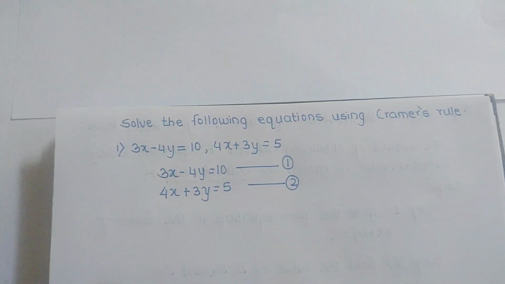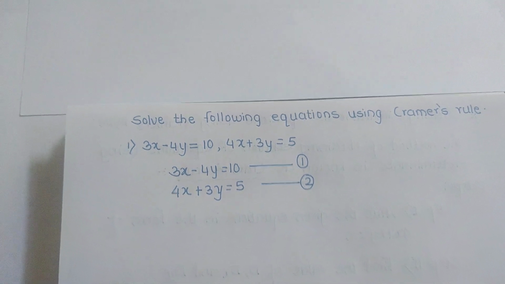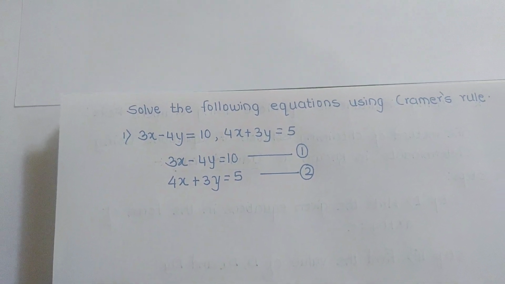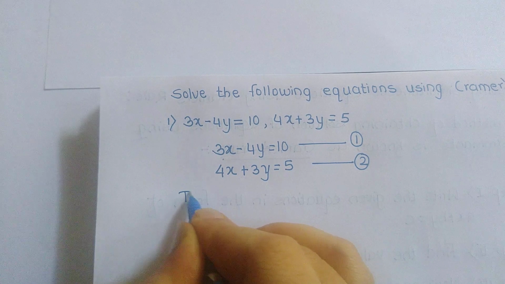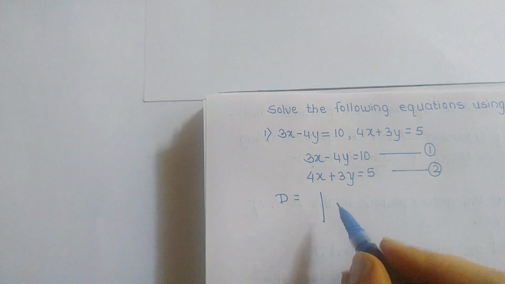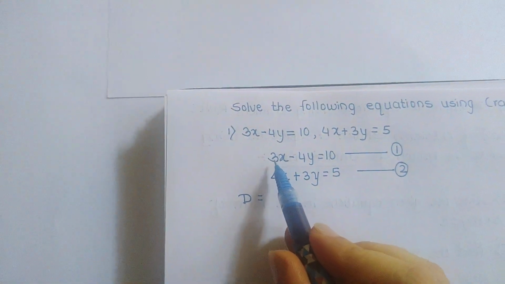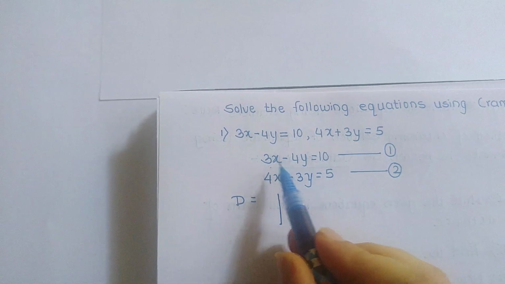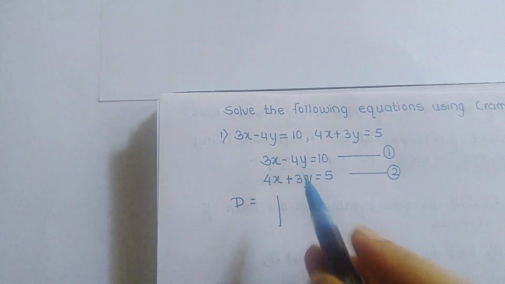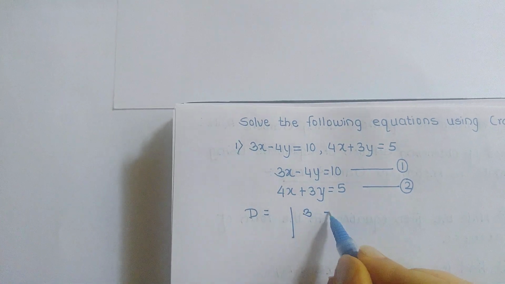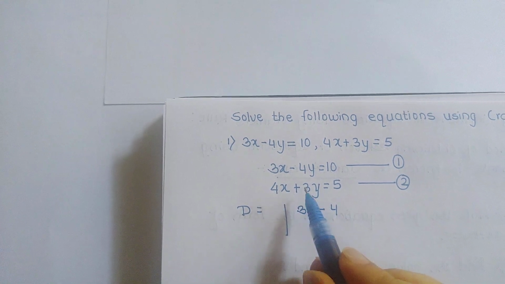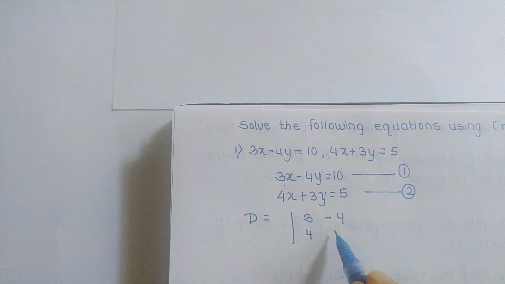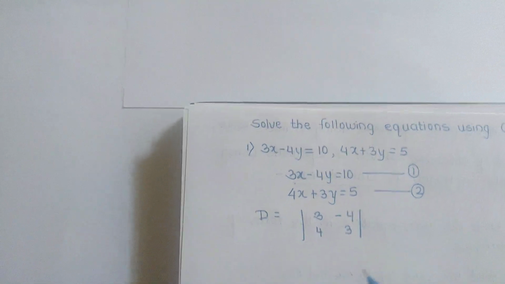Now let us proceed to step 2 in solving. In step 2 we have to find values of D, Dx and Dy. To find the value of determinant D, we have to write the coefficients of variables of the first equation along with the signs in the first row, that is 3 and minus 4 will be written in the first row. Coefficients of variables of the second equation, 4 and 3, will be written in the second row. So you have got determinant D.